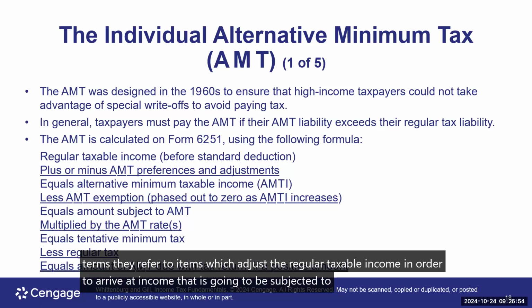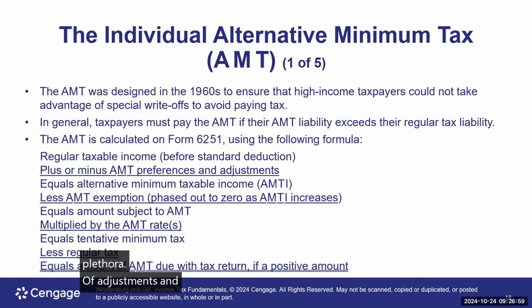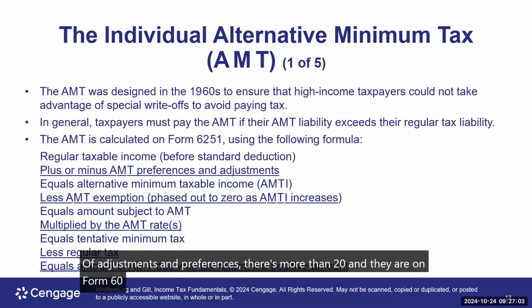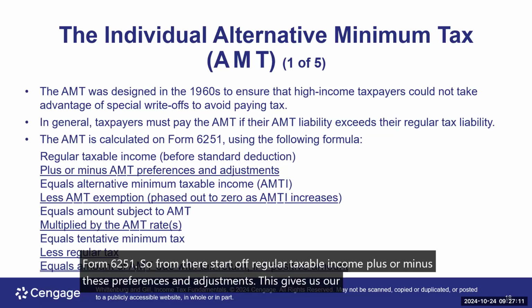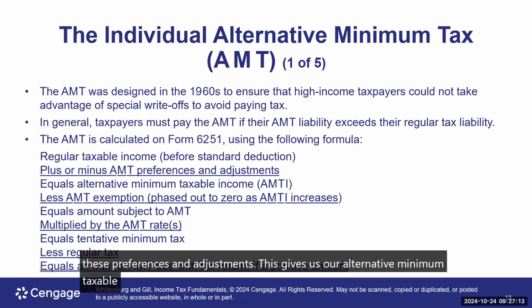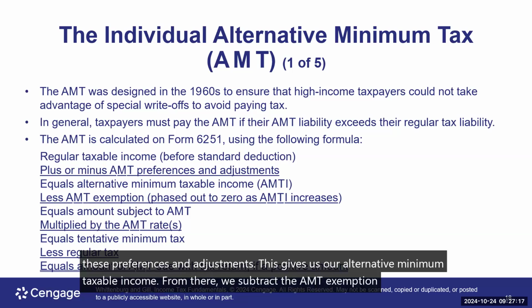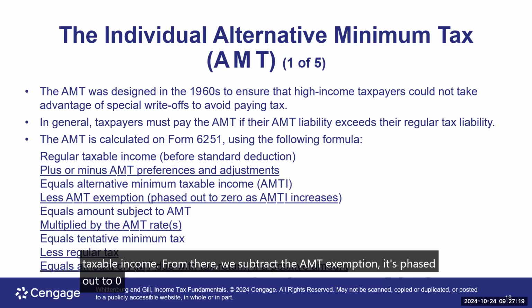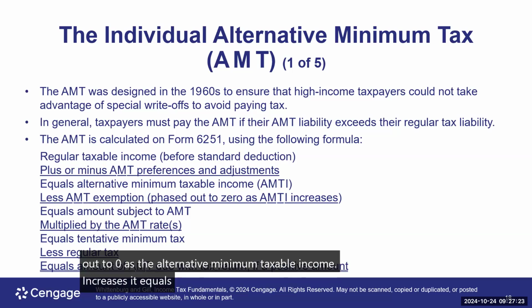So there's a plethora of adjustments and preferences. There's more than 20, and they are on Form 6251. So from there, we start off with regular taxable income, plus or minus these preferences and adjustments. This gives us our alternative minimum taxable income. From there, we subtract the AMT exemption. It's phased out to zero as the alternative minimum taxable income increases. It equals the amount subjected to AMT.